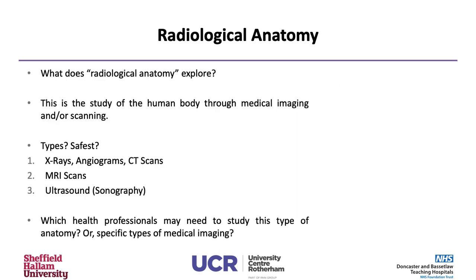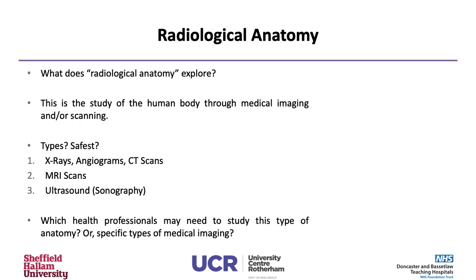We've also got radiological anatomy, which basically is the study of the human body through medical imaging and scanning. Last week we looked at the different types, of which there are X-rays, angiograms and CT scans, all of which use X-ray radiation. We've got MRI scans, which use magnets, called magnetic resonance imaging. And we've also got ultrasound, called sonography.